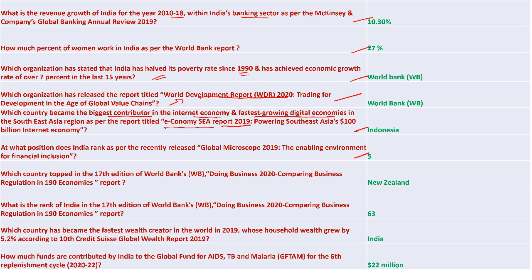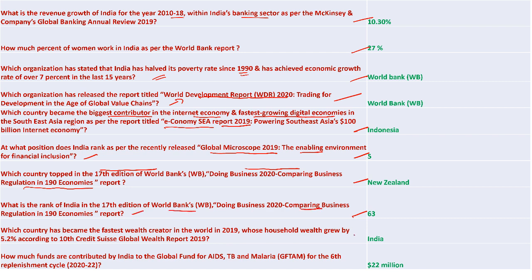At what position is India's rank in the Global Microscope 2019, the enabling environment for financial inclusion? We are fifth. New Zealand is the country that has topped the 17th edition of World Bank Doing Business 2020, comparing business regulation in 190 economies report. 63 is the rank of India in the 17th edition of World Bank Doing Business 2020, comparing business regulation in 190 economies.